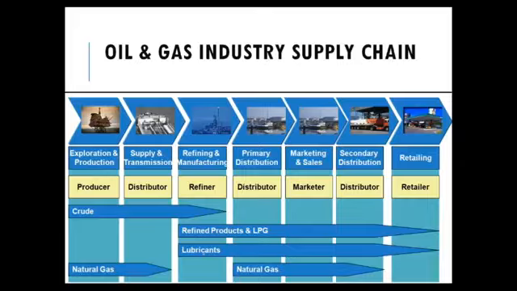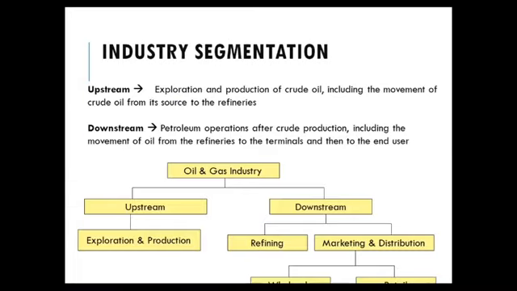Natural gas is the same: from production to refining, after that it is processed for the plants. It can be refined, or it can be used exactly as it is. There are different industry segmentations: upstream and downstream, exploration and production. Functionally there are three: upstream, midstream, and downstream. But as per IS-Oil, we consider only two: upstream and downstream.